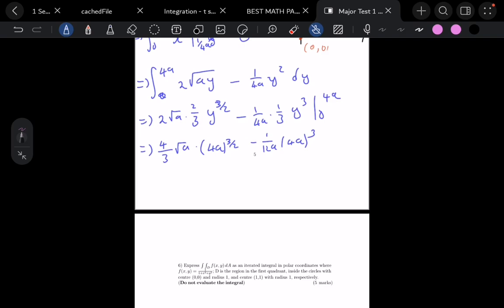So this is your final answer, because we can simplify it by the way. 4 over 3 root a times root 4a cubed, which is 8, so 32 over 3 a squared, minus 4 cubed divided by 12a, which is minus 16 over 3a squared. So this is your final answer here.